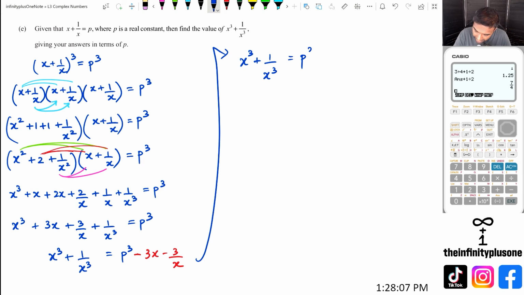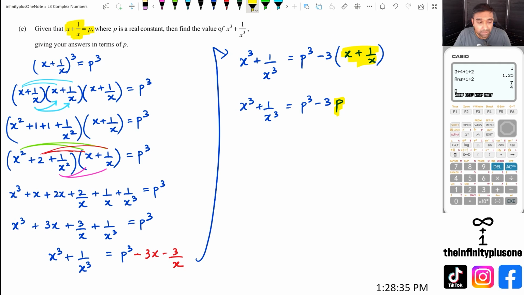So what I'm going to do is take negative 3 out as a common factor. And if I take negative 3 out, then what I'm going to get is x plus 1 over x. And originally we said x plus 1 over x is equal to p. Because this entire thing is equal to p, we can say x cubed plus 1 over x cubed equals p cubed minus 3p. And guess what? We're done with this question, because we've proved x cubed plus 1 over x cubed is p cubed minus 3p.